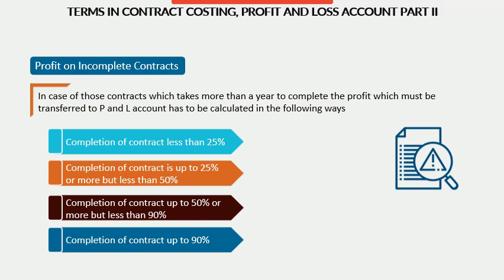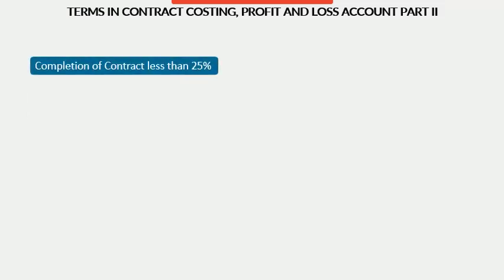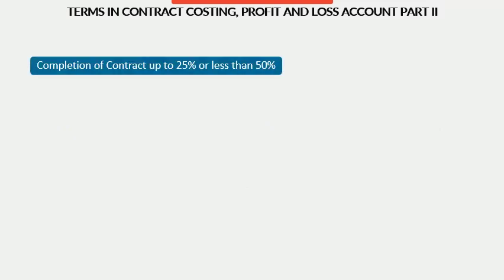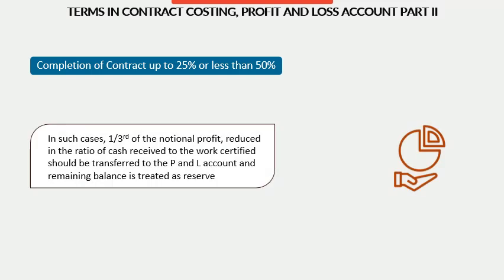Moving on to the next slide. Completion of contract less than 25%. In such cases, the profit should not be transferred to P&L account and the entire profit should be kept as reserve. Completion of contract up to 25% or less than 50%. In such cases, 1/3 of the notional profit reduced in the ratio of cash received to the work certified should be transferred to the P&L account and the remaining balance is treated as reserve.